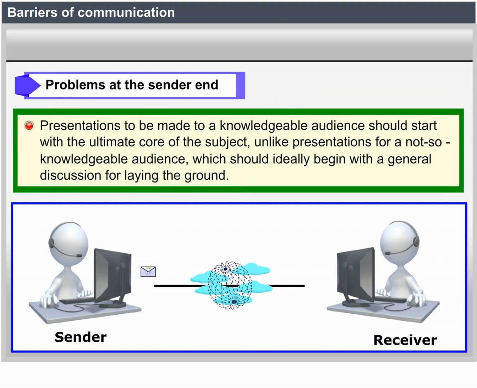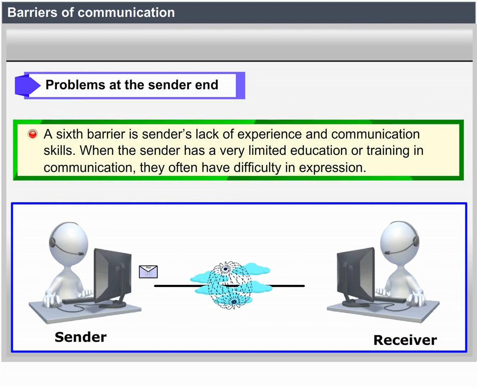Presentations to be made to a knowledgeable audience should start with the core of the subject, unlike presentations for a not so knowledgeable audience, which should ideally begin with a general discussion for laying the ground. A sixth barrier is lack of experience in speaking or writing. When senders have limited education or training in communication, they often have difficulty with expression.